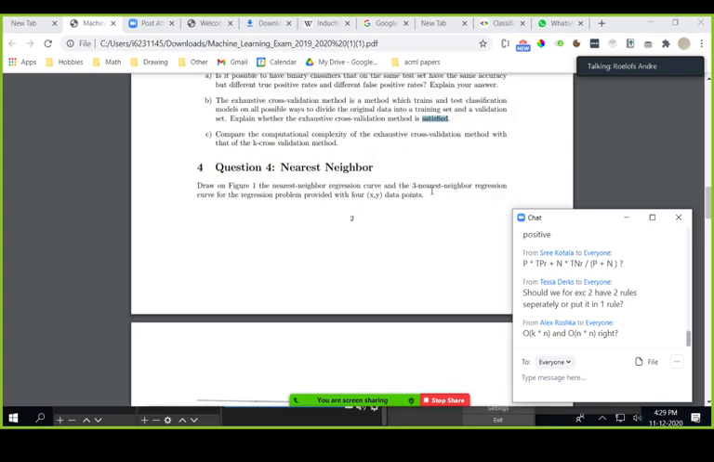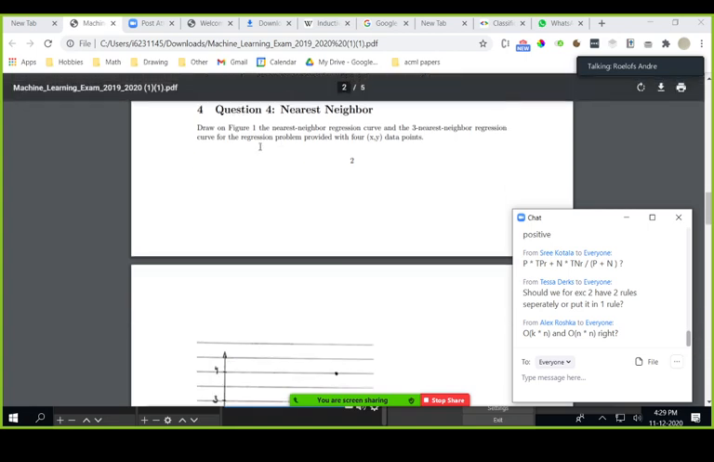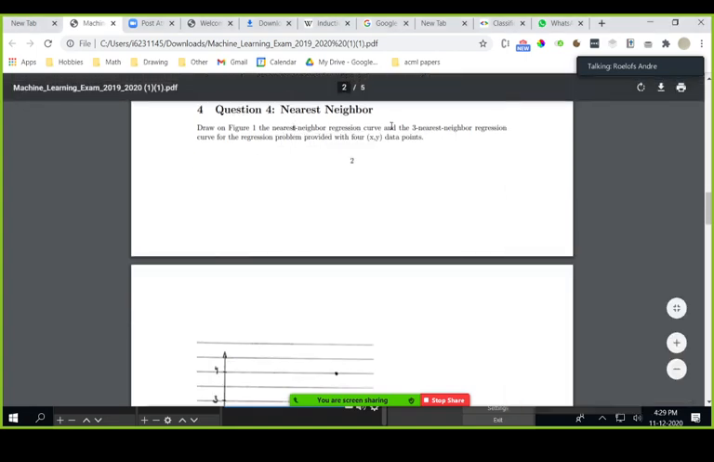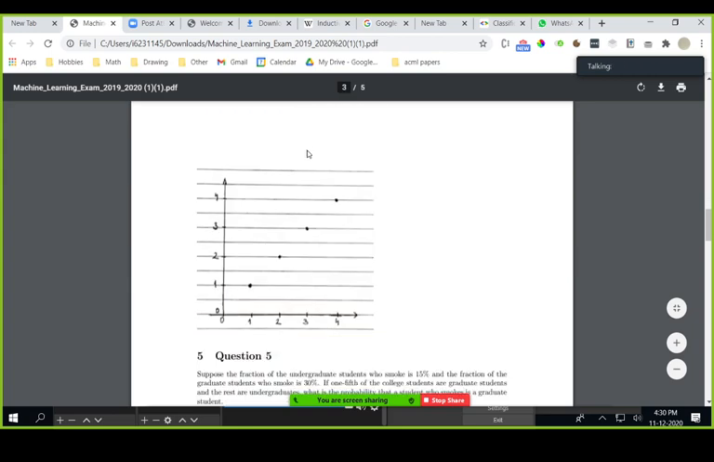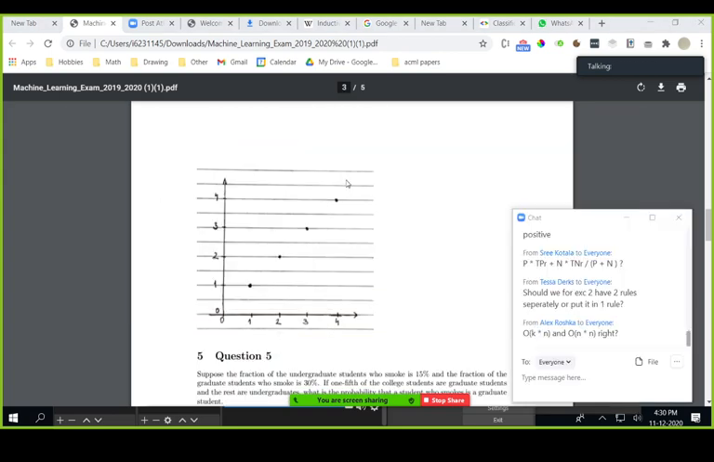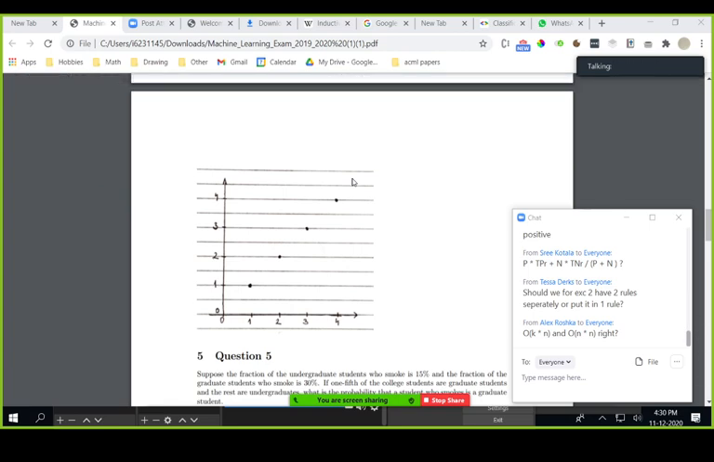Right. So then the nearest neighbor. Draw figure 1, the nearest neighbor regression curve and the 3 nearest neighbor regression curve for regression problems provided with 4 data points. Okay, so for each data point in here, I'm just going to look at my iPad because I've solved it and I don't want to make mistakes again.